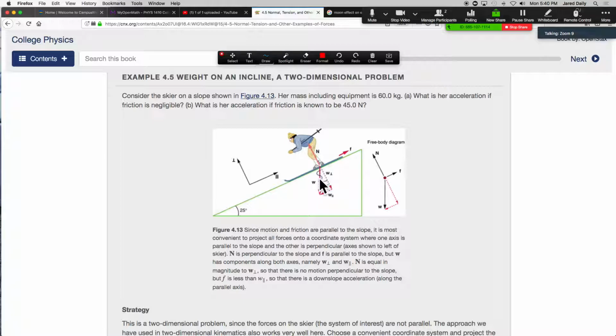Here's the weight of the skier, and we're going to break this weight into two perpendicular forces. One that is perpendicular to the surface and one that is parallel to the surface. So if you add these two weight forces together, that equals the total weight of the skier. This one right here is the weight that pushes the skier down into the hill, but this part of the weight is the part that makes the skier slide down the hill. So this force is pointing down the hill, and that's what causes him to ski, right?